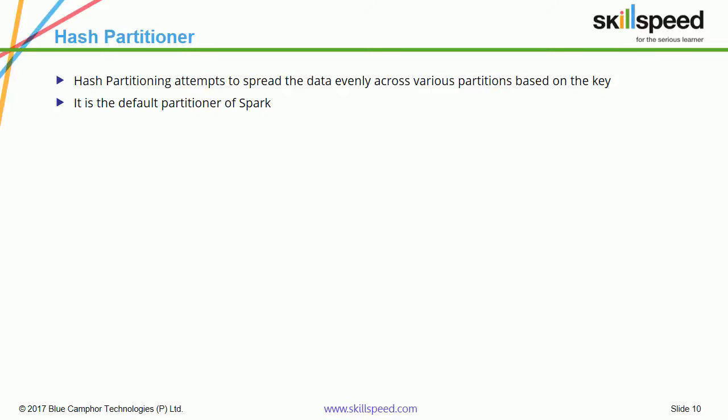This is the default partitioner of Spark, which means by default when you are loading a file and then if you don't mention anything, it uses the hash partitioner. Object.hashCode method is used to determine this partition.